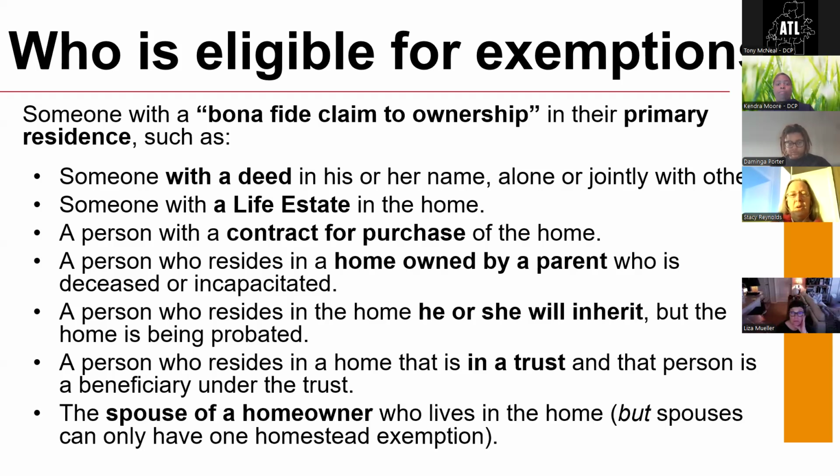And the spouse of a homeowner who lives in the home is eligible for the homestead exemption, even if it's not in their name. But spouses can only have one exemption. So if you have multiple properties, you can't split up and have one spouse getting a homestead exemption on one property and the other spouse getting a homestead exemption on the other property. And that's true even if they are completely separated, own their homes individually. Because they're married, they're only going to be entitled to one exemption. So that's one thing to keep in mind.